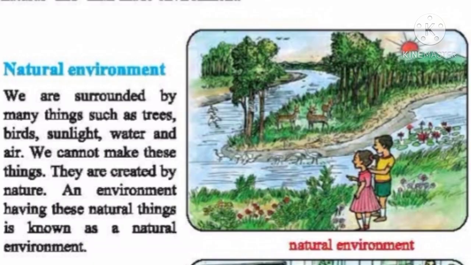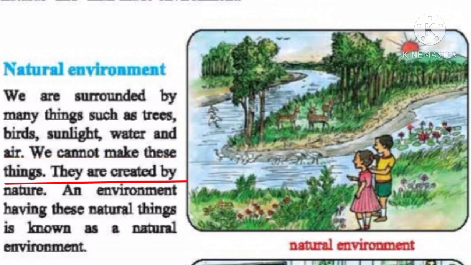Now I will read about natural environment from page number 4. We are surrounded by many things such as trees, birds, sunlight, water and air. We cannot make these things. They are created by nature. An environment having these natural things is known as a natural environment.